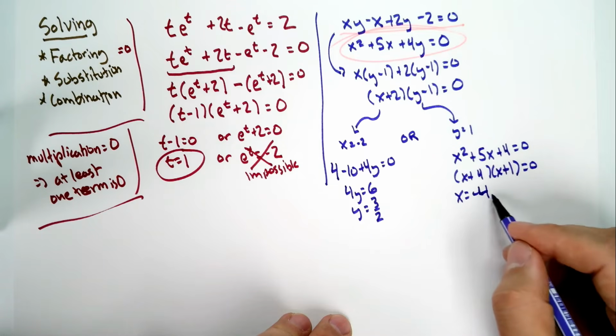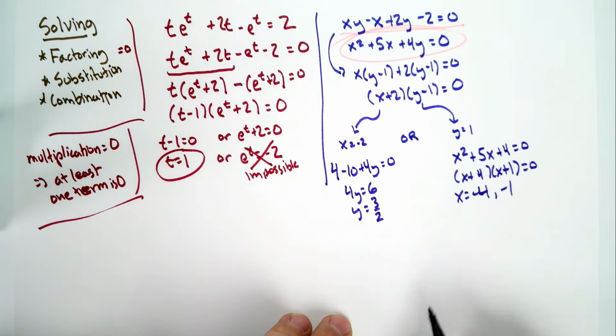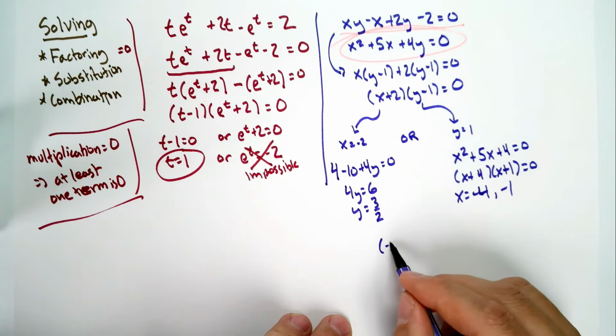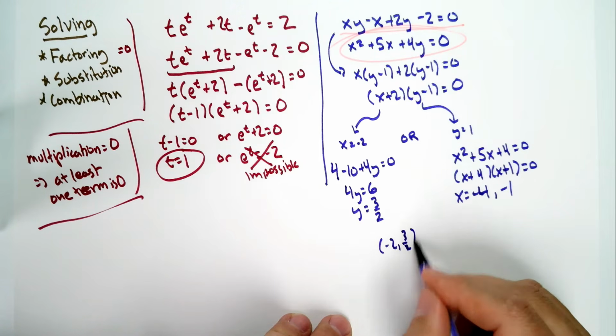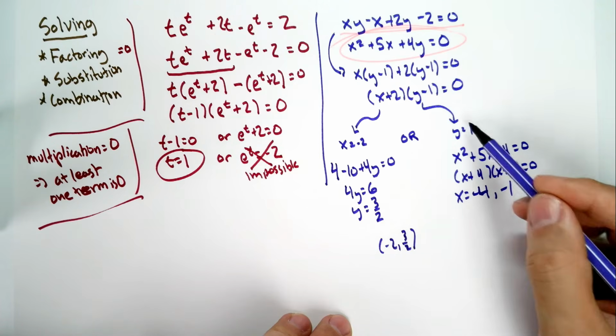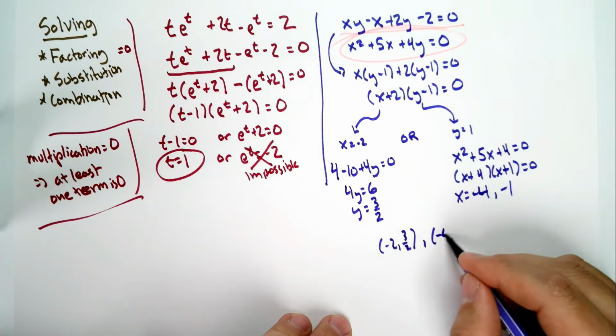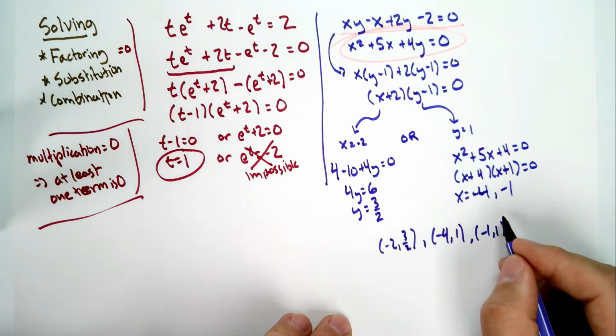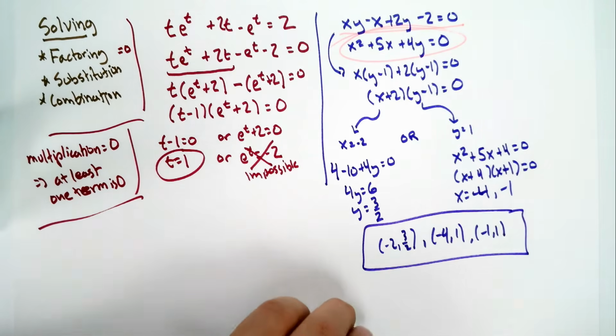Whoops, it's supposed to be negative 4 and negative 1. Now we get points because we have an x-y pair, so negative 2, 3 halves. And we also have an xy pair, negative 4, 1, and negative 1, 1. So 3 different answers. Cool, cool.